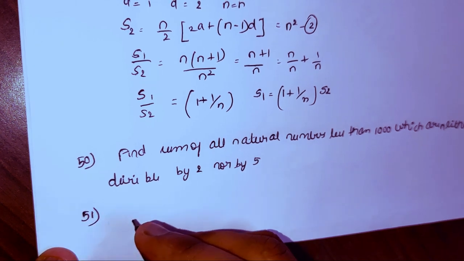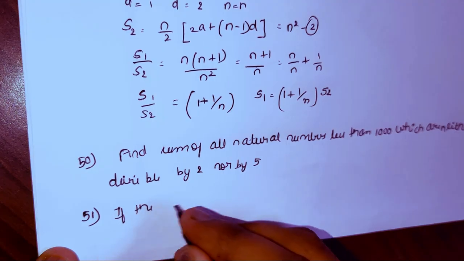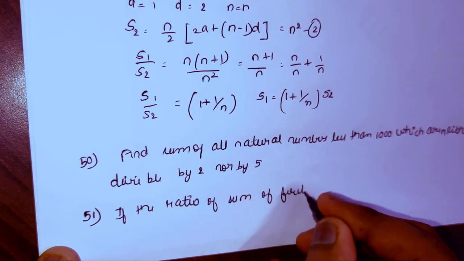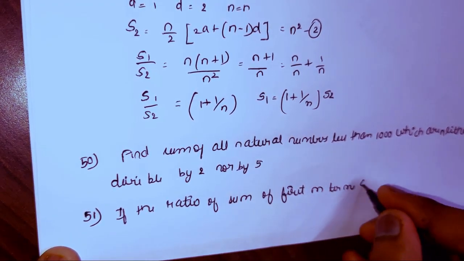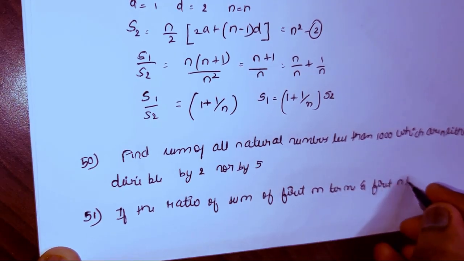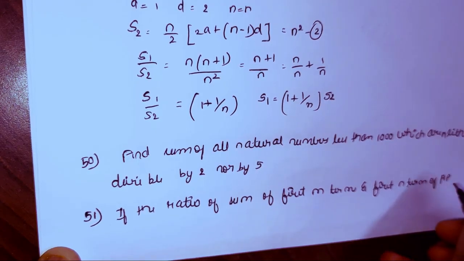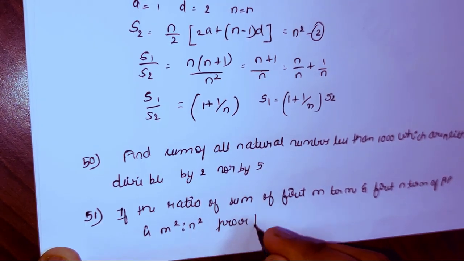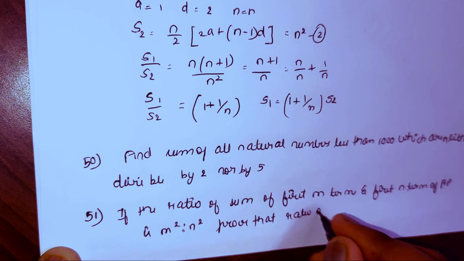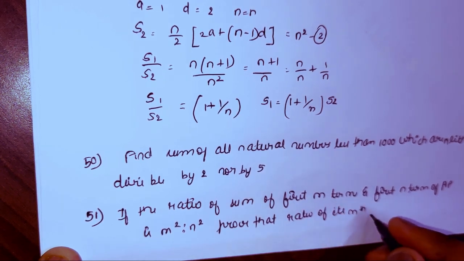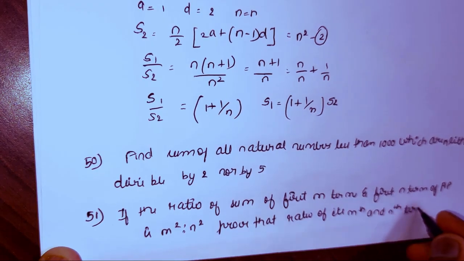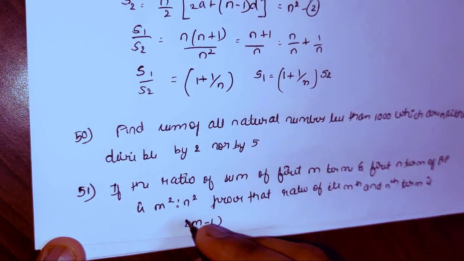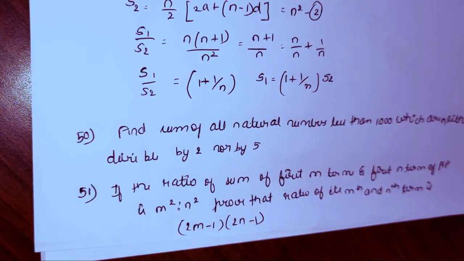We'll look into the last question of this. If the ratio of sum of first m terms and first n terms of AP is m square is to n square, prove that ratio of its mth and nth term is (2m minus 1) to (2n minus 1).